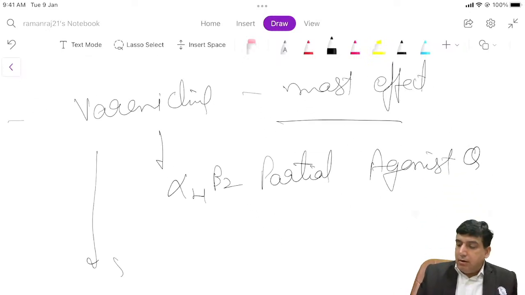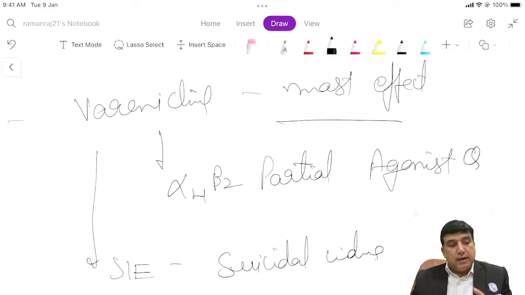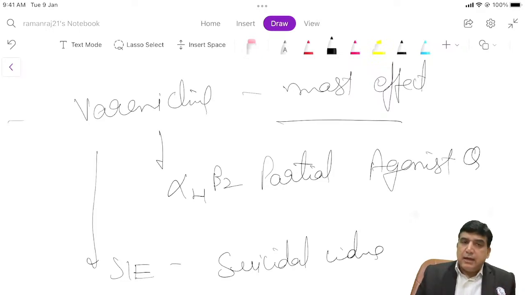Remember, one of the side effects of varenicline is suicidal ideation. Although they ask this in MCQs, usually in clinical practice we don't see it much, but they usually ask it. So the mechanism is alpha 4 beta 2 partial agonist.